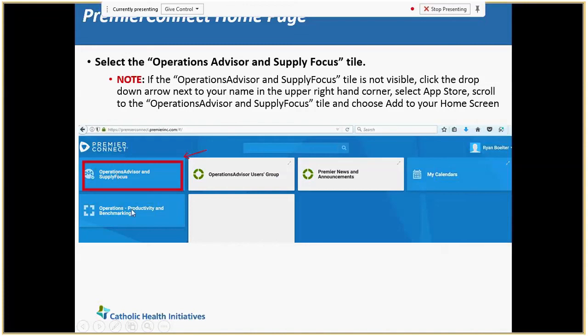Now once you get to this point, you can save this as a favorite, and then whenever you want to log into OA, you can just click on that favorite. If you're not logged into Inside CHI, it's going to have you log in first, but then it will take you here. If you're already logged in, then it should take you right in. So that will save you a few clicks of the button.